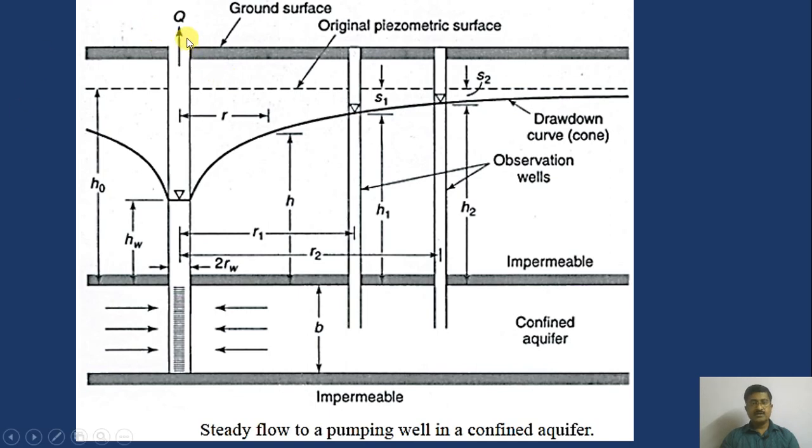Now when you are extracting water from this, the cone of depression and the drawdown curve are observed, right? When pumping stops, again the water tries to reach its original water table. That is called the recuperation of the well, or it is called recovery.